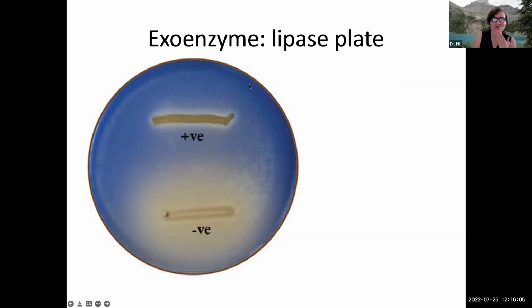But in any case, what you can see is a plate, the lipase plate has a dye, and the dye is an oily dye. It's a lipid-based dye, okay? And this particular dye is blue. You could have a different color. There's a red plate too. You grow your organisms on it, and then you see whether they secreted an enzyme that could digest that dye.